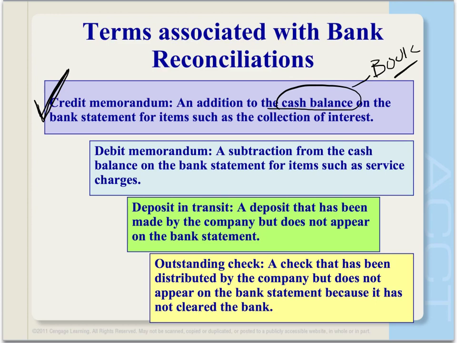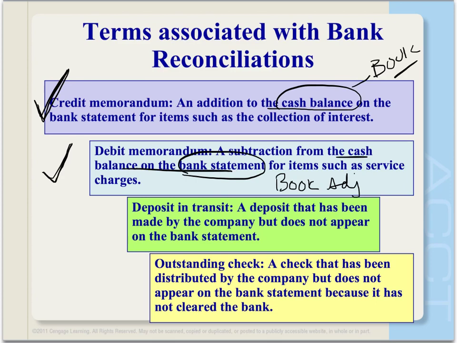A debit memorandum is a subtraction from the cash balance on the bank statement for items such as service charges. So the bank will charge us for doing our banking for us. And typically it is on the bank statement, but not on the book balance. And so we're going to need to make an adjustment for that.